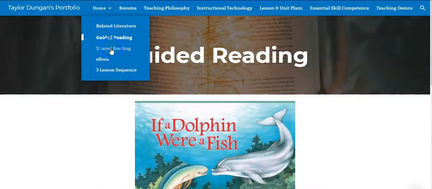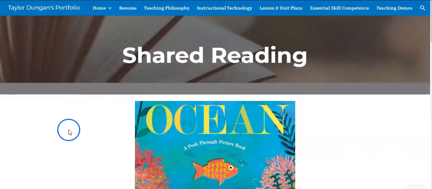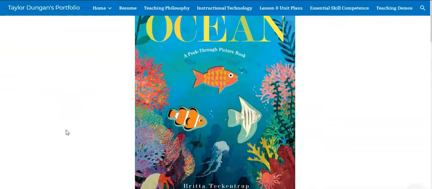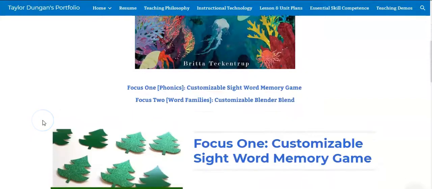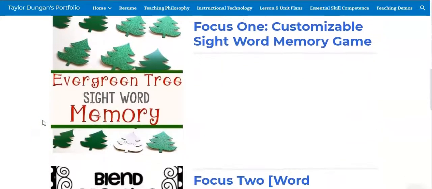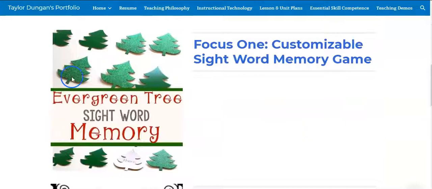Next, under the Home tab, we have Shared Reading. So the book that we're using is called Ocean, a peek-through picture book. And first, we have the first focus, phonics. With my book, if I wanted to teach these certain sight words while also making use of my ocean book, I would write the words on cutout paper shaped like fish, waves, sharks, turtles, etc.